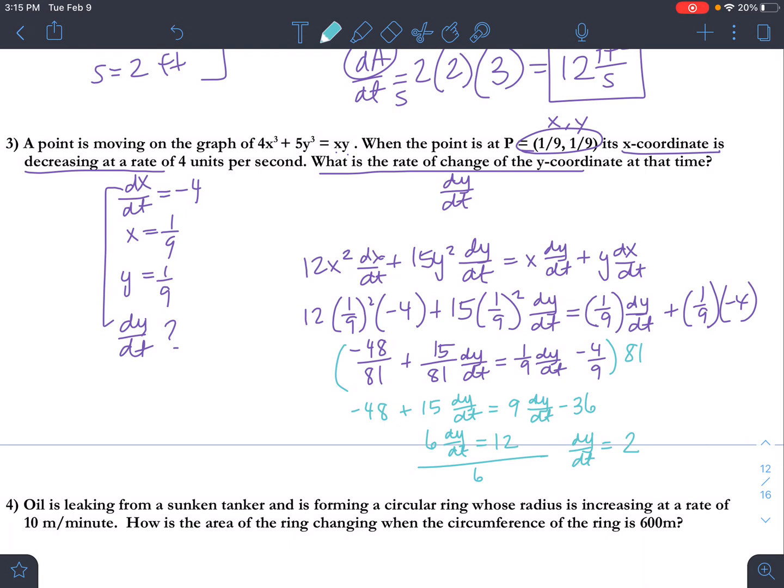And we just want to make sure we have our units here. It said units per second, and y would be units, t would be seconds, so it's not squared or anything. Final answer there, 2 units per second.